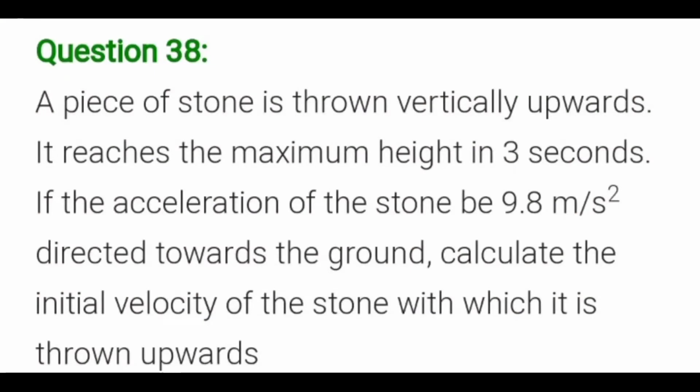Question number 38. A piece of stone is thrown vertically upwards. It reaches the maximum height in 3 seconds. If the acceleration of the stone be 9.8 meter per second square, directed towards the ground, calculate the initial velocity of the stone with which it was thrown upwards.